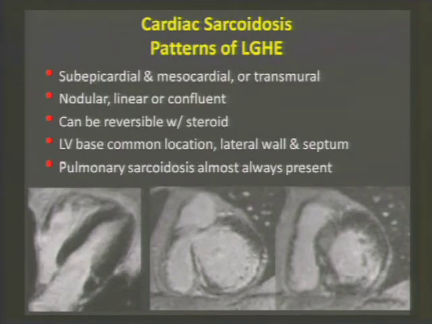Cardiac sarcoid, as I mentioned, shows up in different areas because it does have different patterns. It could be subepicardial, like I showed earlier, mesocardial, transmural. It can be reversible with steroid treatment, so follow-up can show reversal of delayed enhancement. Like I showed in that example, the left ventricular base is the most common. Here you can see that we have the base, transmural, and mesocardial, but the septum could also be involved.